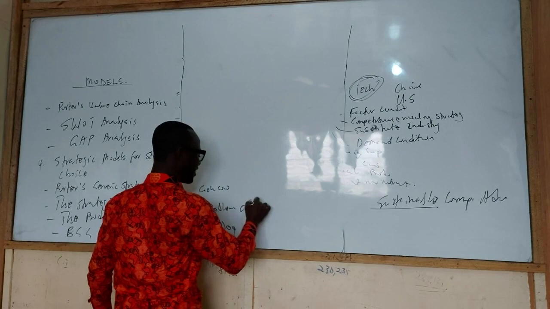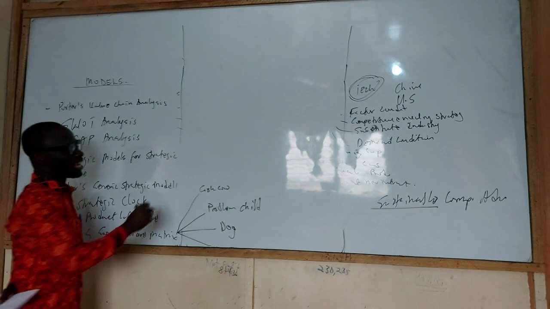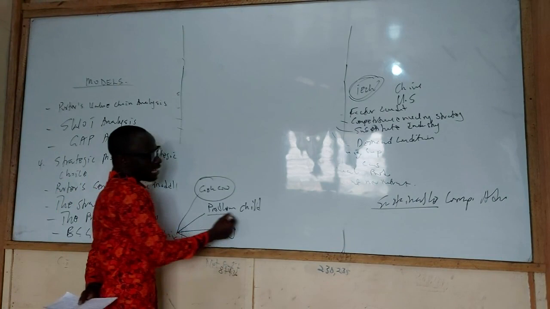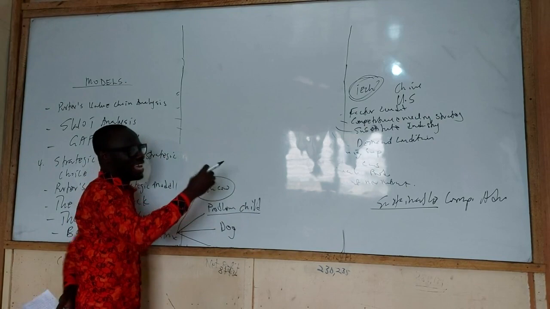And then we have the dog there. The last one, when I remember, I'll tell you. Now, the cash cow is the product that is really giving us what? Money. The problem child is a product that, as the name suggests, is a problem. It's in a very competitive environment and it's not giving us much money.